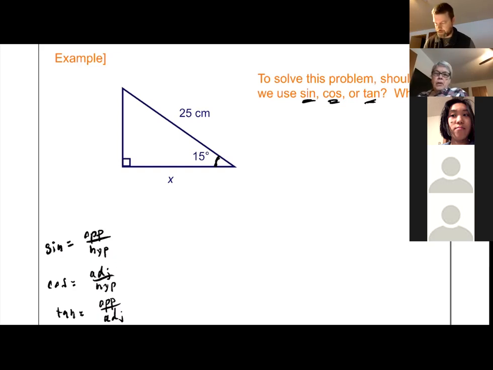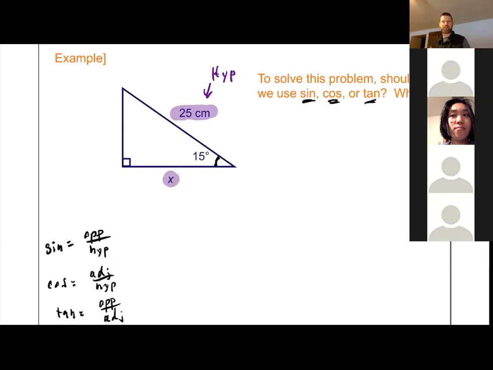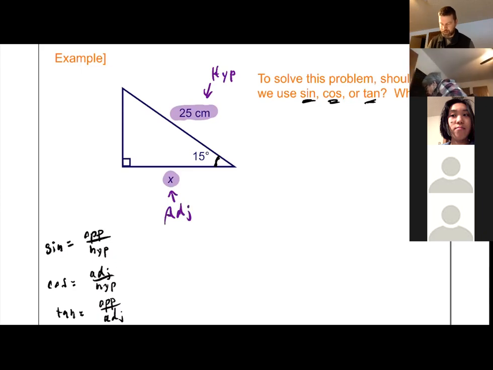All right, let's name them then. I like naming these things. If I name this one, which side is that? Is that the opposite side, the adjacent side, or the hypotenuse? Hypotenuse. That's the hypotenuse. And which side is this one? The opposite side, the adjacent side, or the hypotenuse? Adjacent. All right, now let's look at our trig functions. Which one uses hypotenuse and adjacent? Cosine, exactly right. So the cosine is the one we're going to use.